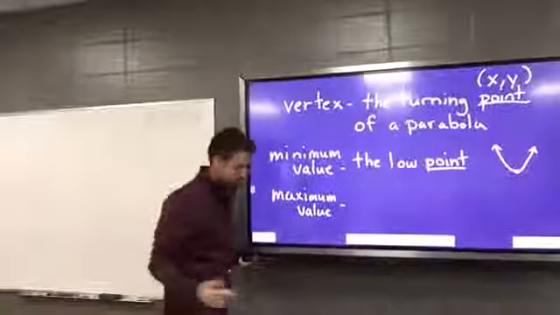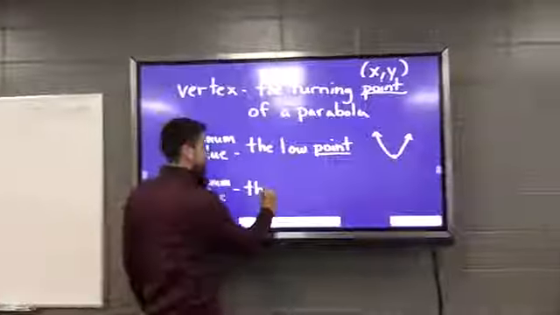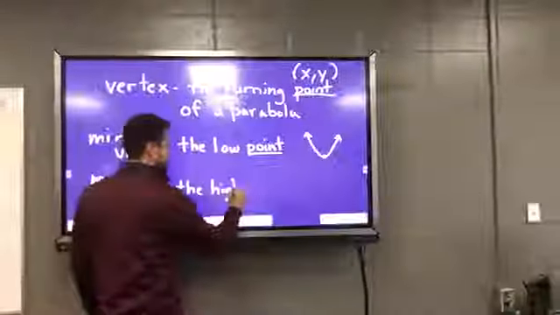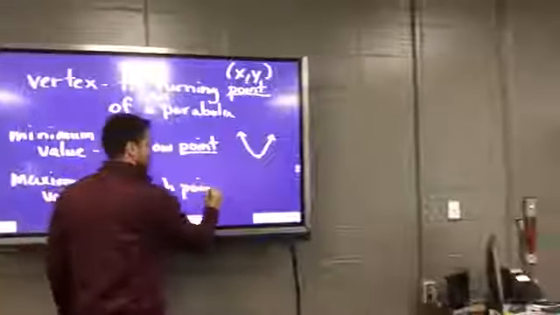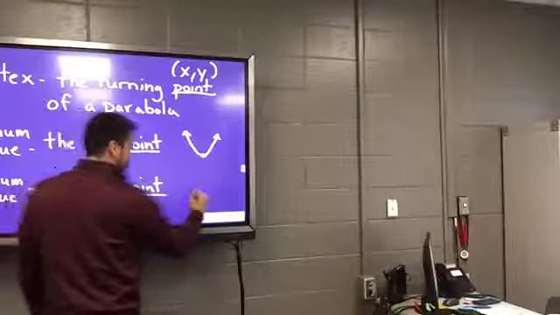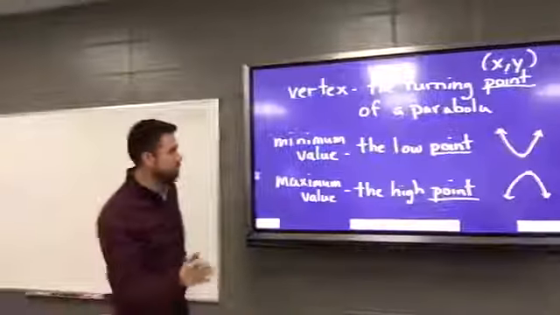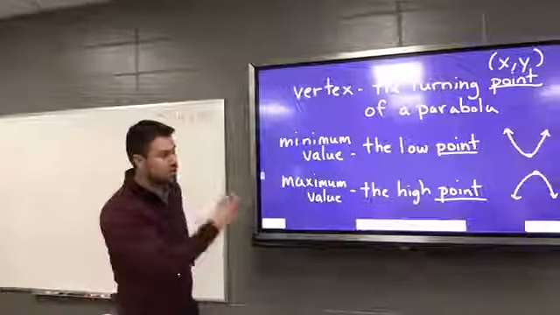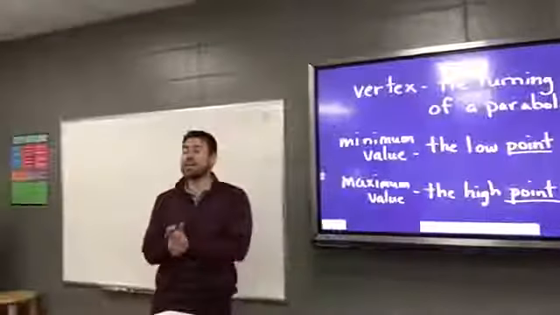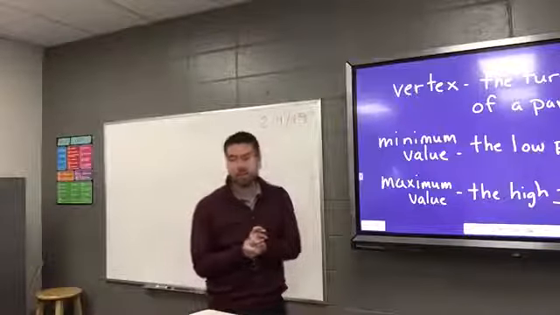Maximum value would be the high point. There you go. I hope it's logically there. And that would be the top point right there. But Mr. A, what's the difference between the vertex and the maximum minimum value? Not much. In fact, I'll show you how you work it out. It's actually very nice to do. Do you guys understand what a high point is?